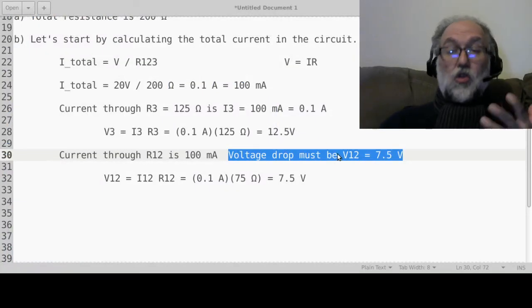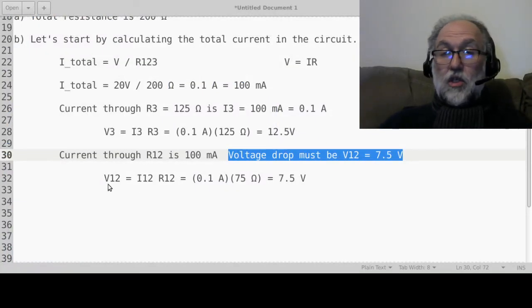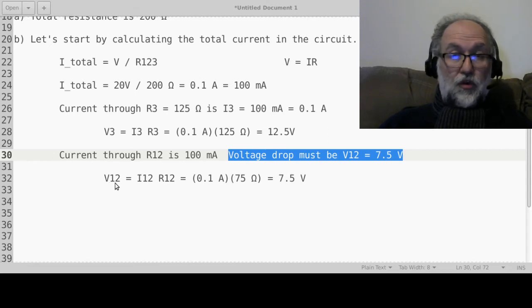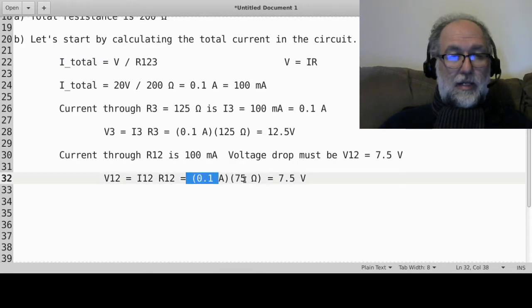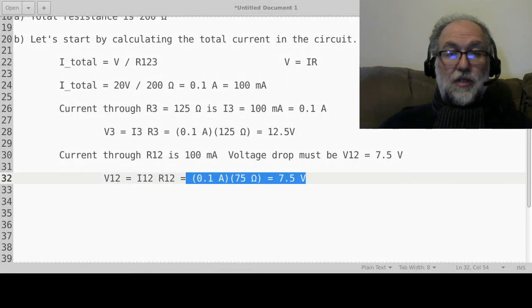But we can also prove it, because we could say the voltage drop across R12 must be the current through R12 multiplied by the resistance R12. And again, that's the reduced resistance, and that's the current through both of them, not just through one. The current through both of them is 0.1 amps, and the reduced resistance, you could see up here where we calculated, was 75. And so I put that in there. Of course, when you multiply the two together, you get 7.5 volts, which is what we expected.